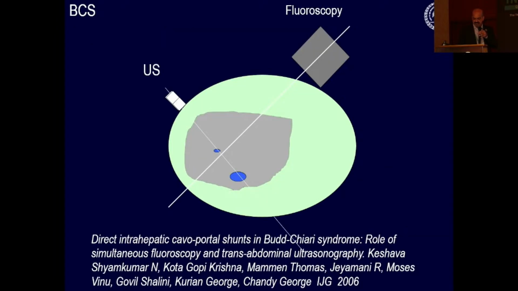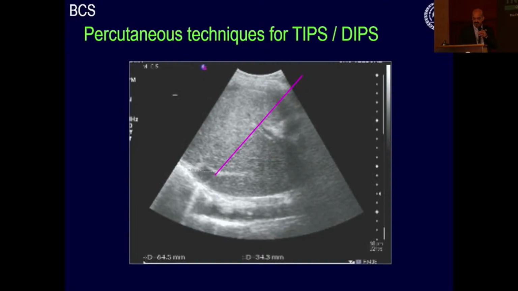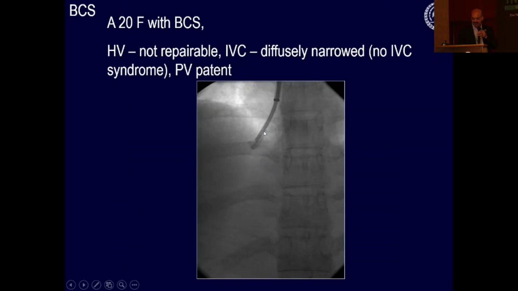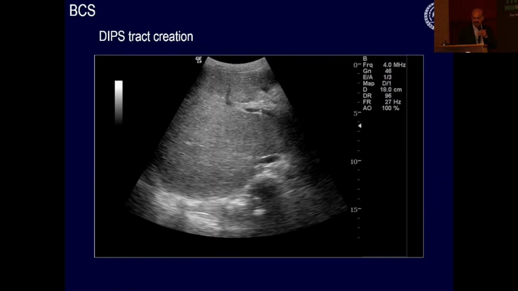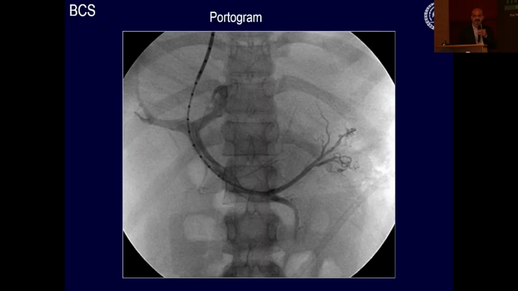In this particular patient, who has got a patent IVC and no repairable hepatic vein, we have planned from the IVC to the right branch of the portal vein. We have positioned the cannula. Then under transabdominal ultrasound guidance, we have taken a needle and got into the right branch of the portal vein. After that, we have passed a wire, we manipulated the wire, and this is the portogram that we have achieved.